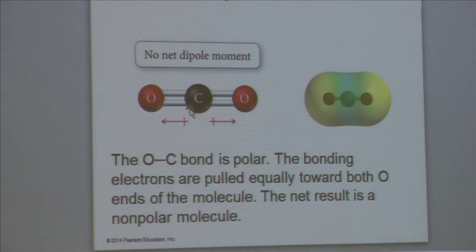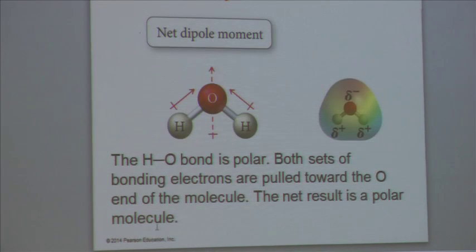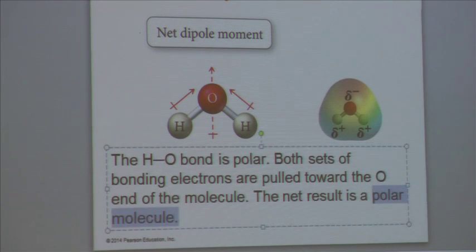When we have carbon dioxide, where there is no net dipole moment, both oxygens are withdrawing the electrons equally, the net result is a non-polar molecule. When in fact you have water, we have a net dipole moment of delta minus here, the net result would be a polar molecule.